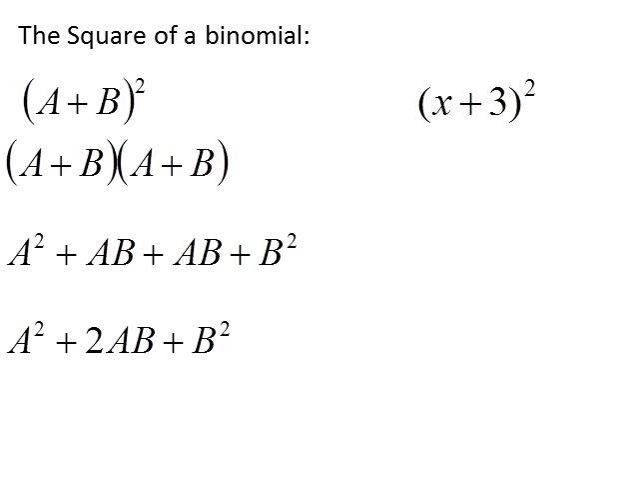Example, x plus 3 squared. Well, in this case, a squared is x squared, b squared is 9, and ab is 3x. So we have x squared, plus 2ab, which is 6x, plus b squared, which is 9.